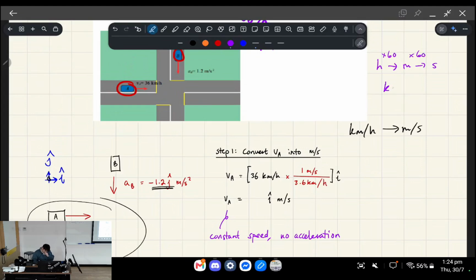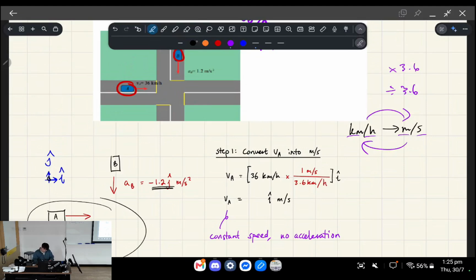And then for kilometers to meters, you need to multiply by 1,000, right? And this is like some fraction, basically. So what this boils down to is either multiplying by 3.6 or dividing by 3.6, to get one way or the other, right?